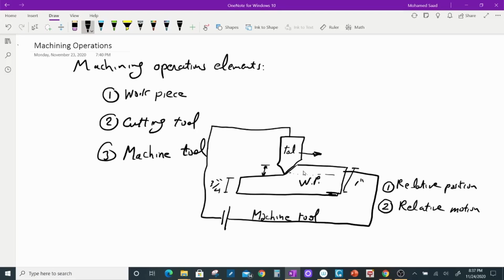So the relative position you can express in something like the depth of cut, for example. The relative motion you can express in something like the cutting speed, the feed rate. All of these represent the relative motion between the tool and the workpiece. So that represents basically the three main elements in any machining operation.